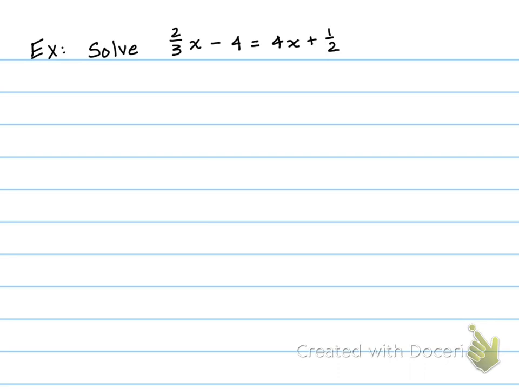And this whole process of clearing fractions is important. It is true that we could solve this equation without clearing fractions. Like, we could add or subtract 2/3 x from both sides and do the calculation 4 minus 2/3, and same thing with the 1/2.